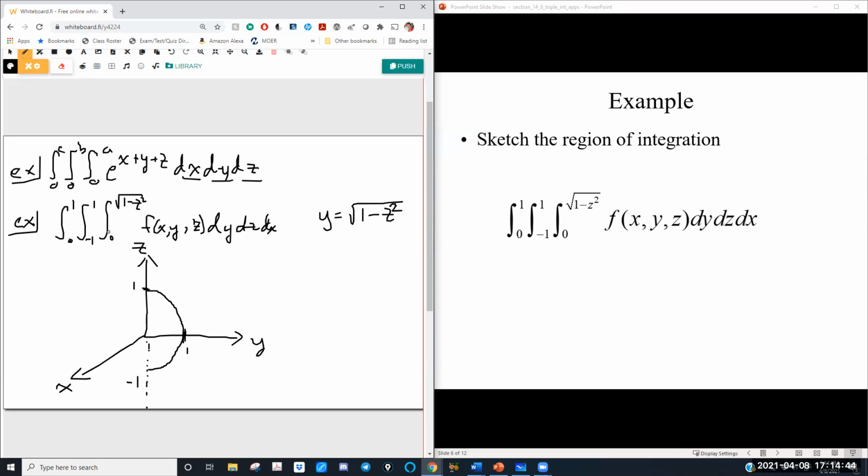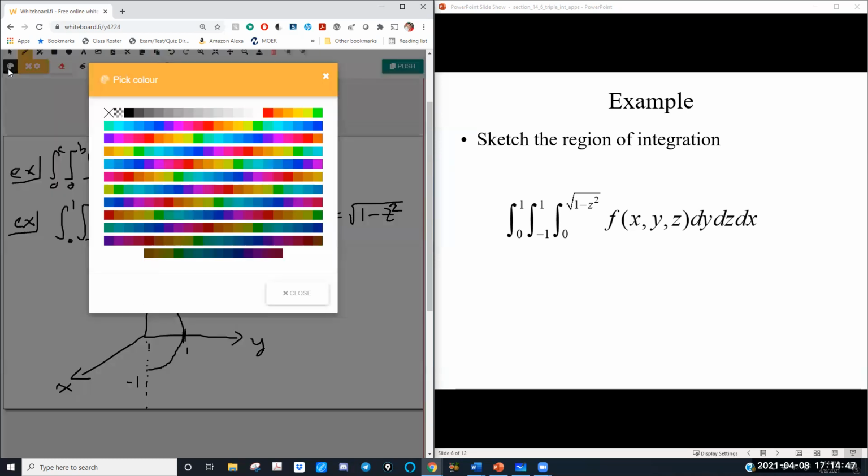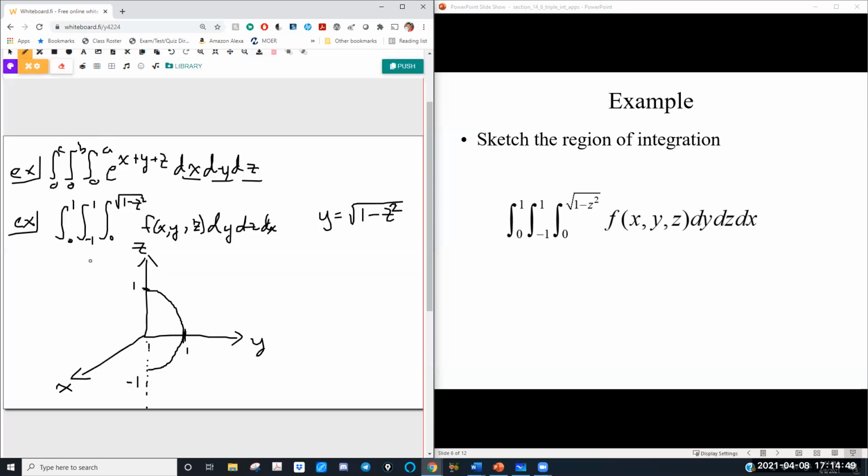Now, if this lower limit had been negative square root of 1 minus z squared, then we would have included the negative side, because that would have given us the other side. Like I said, you guys are going to get really used to seeing the circular stuff. That's going to be a lot of our regions. So if you're not comfortable with it yet, don't worry. It's still fairly new. But I promise you, after you do this section, you will get so used to seeing circles and spheres, you'll recognize them right away.